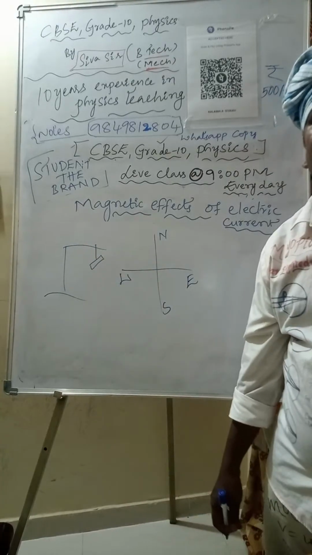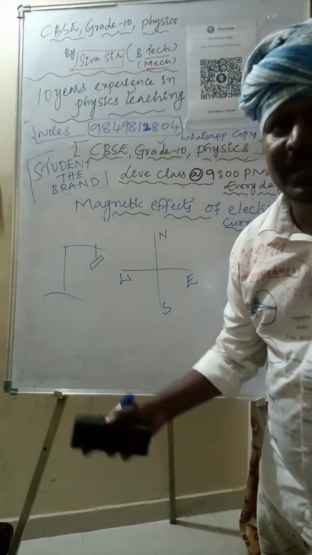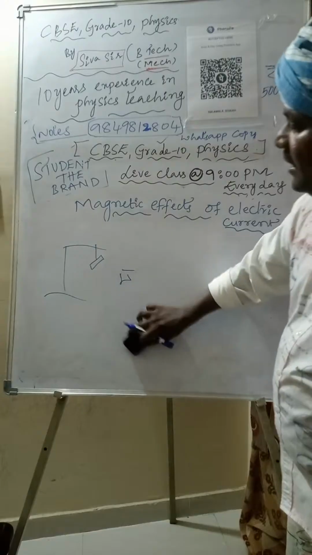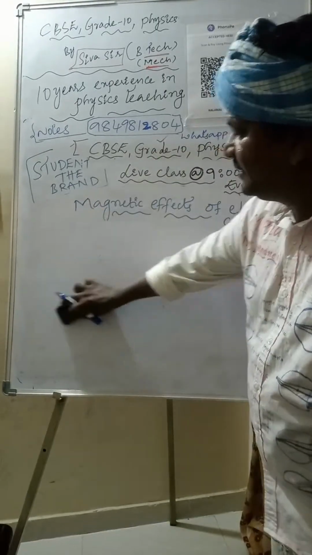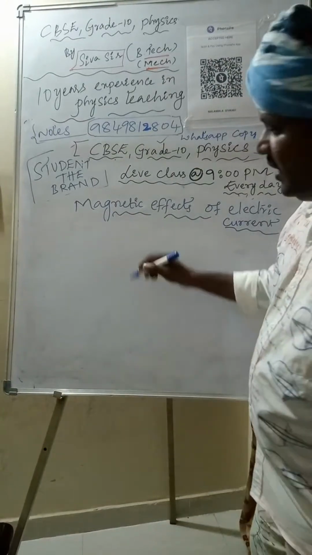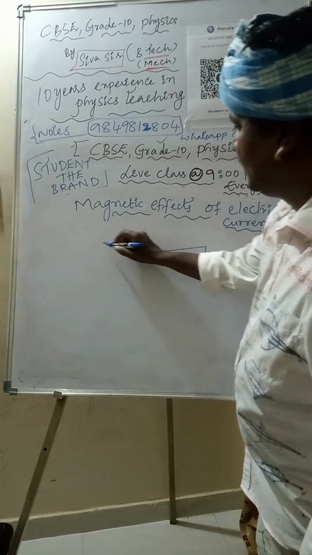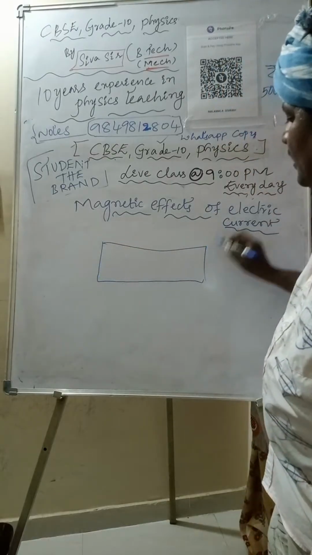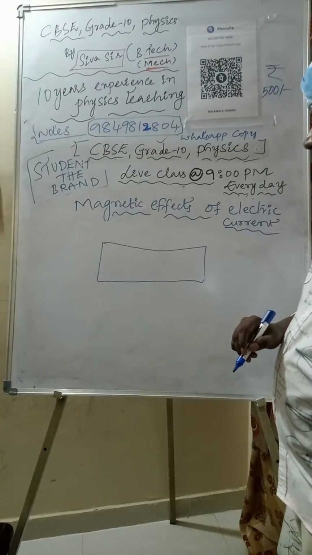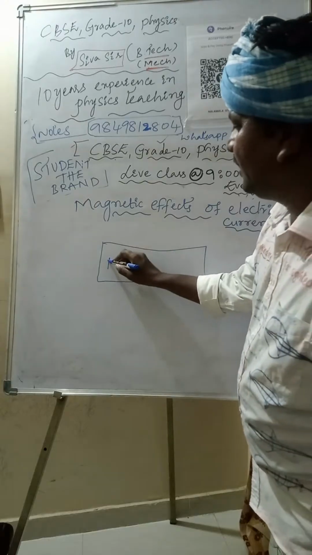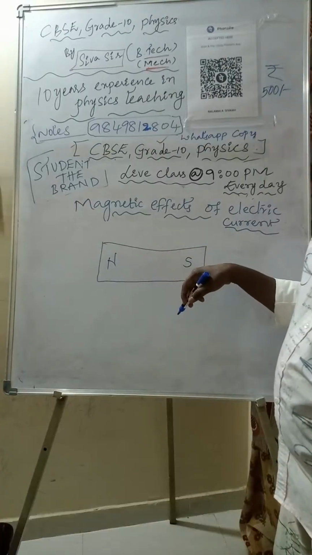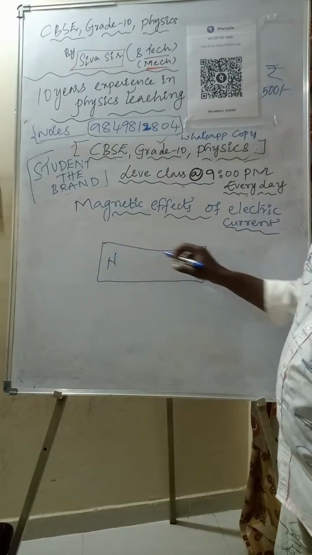Coming to the magnetic field. The region around the magnet in which magnetic force is exerted is the magnetic field. I'm considering this a magnet. Here I am taking the north pole and here I am considering the south pole.